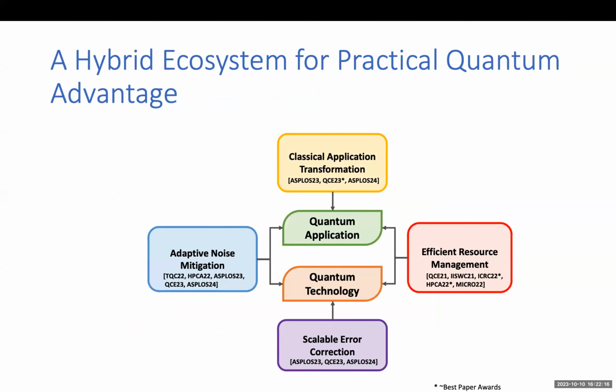So now a little bit more about my own research. As I said, I work on a hybrid quantum classical ecosystem. Essentially, as a computer architect, as a systems person, I work across the stack from applications to technology. I broadly work in these four areas. One is classical application transformation, which roughly means what are the classical things I can do to an application before and after the quantum processing, so that it makes the quantum processing much easier. And this is what I'm going to talk about more today.